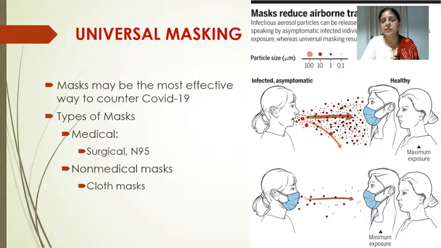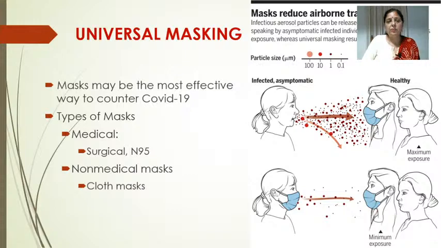So there is maximum exposure when you don't use the mask. If both are using the mask, there is minimum exposure. So once we use the mask, it is not only preventing ourselves, but it is preventing the other person from getting the infection. If we both are using the mask, we are preventing the infection from getting into each other.